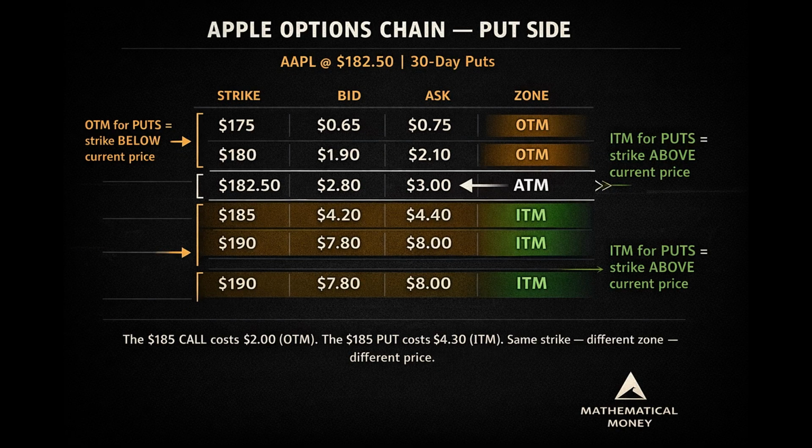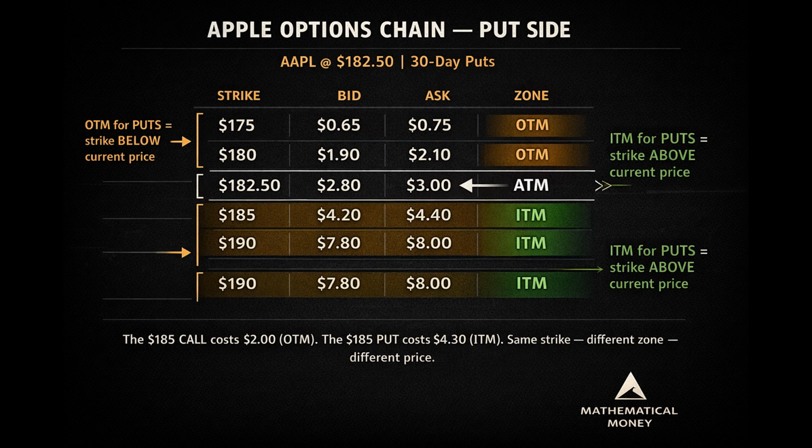Now the put side of the same chain. Same stock, same expiry, mirror logic. Strike $175, bid 65 cents, ask 75 cents. Out of the money for a put, Apple is above this strike. Strike $180, bid $1.90, ask $2.10. Also out of the money for the put. Strike $182.50, bid $2.80, ask $3 even.